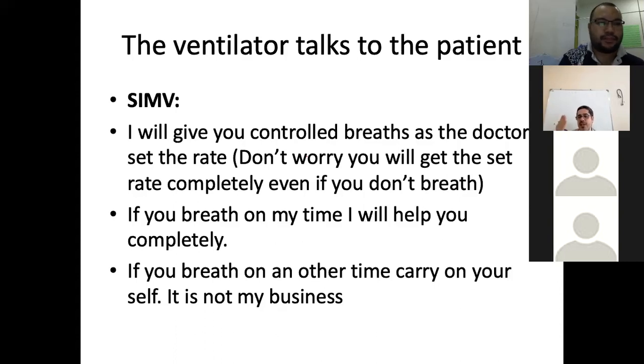So if the patient takes a negative pressure effort, still he will get the breath. He will get the breath, whether he makes the effort or he doesn't. If you breathe at another time, for example, the ventilator is adjusted with rate 30 breaths per minute, meaning every 2 seconds there will be one breath. But if the patient breathes on the 3rd second, at that time the ventilator is not ready to give a breath. So if you breathe at another time, carry on by yourself. It's not my business. So this is the SIMV, the pure SIMV.